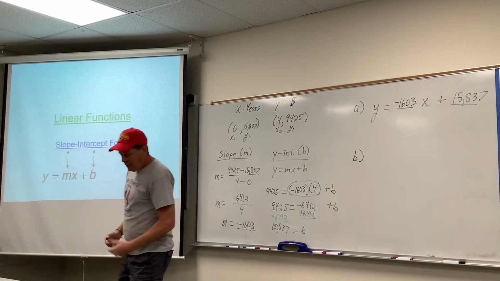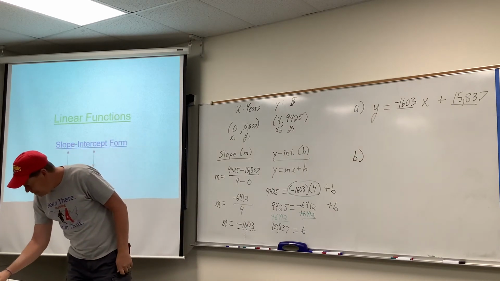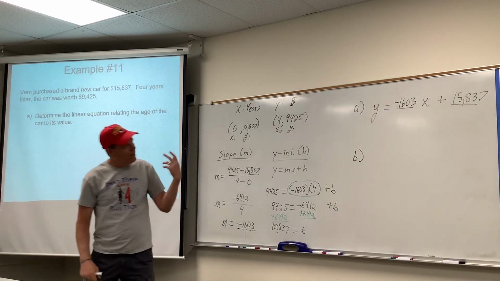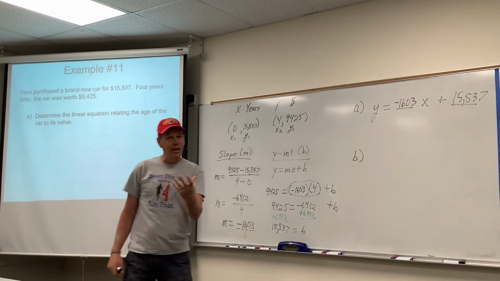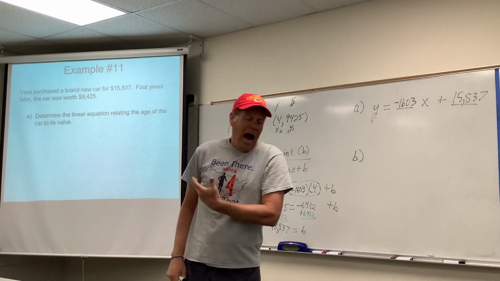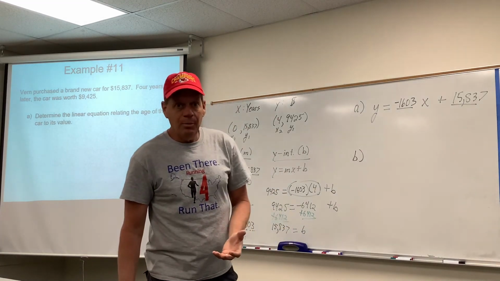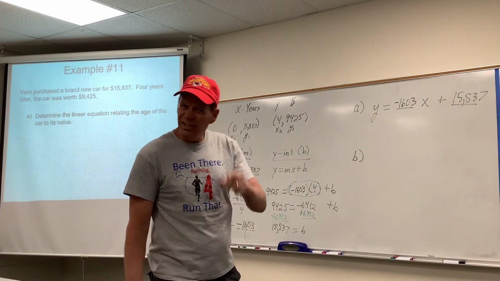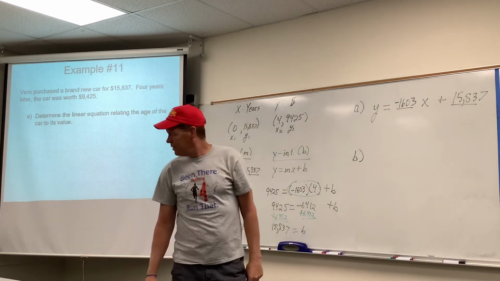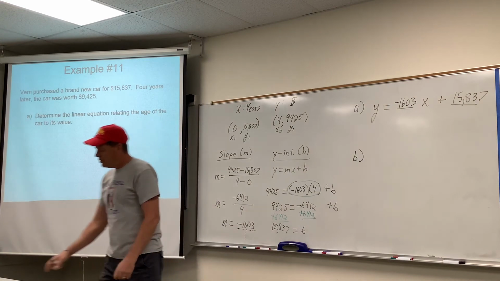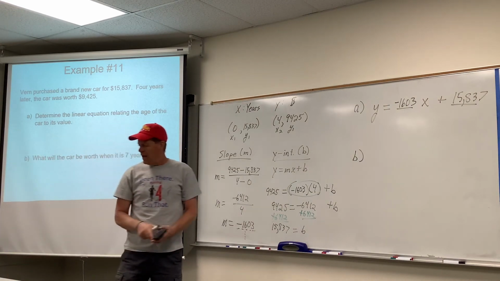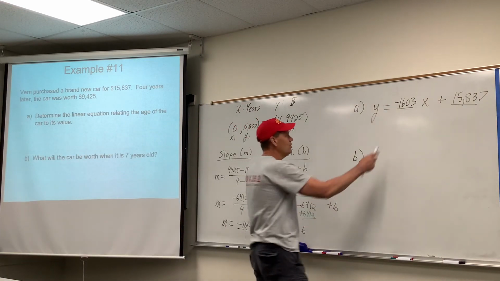And now we go on to part B. And part B simply says, all right, you got your mathematical model. That's called straight line depreciation. I don't know if the IRS still allows companies to use just straight line depreciation. I bet they do in certain cases. But anyway, the question now would be, what would be the value of the car when it's 7 years old?